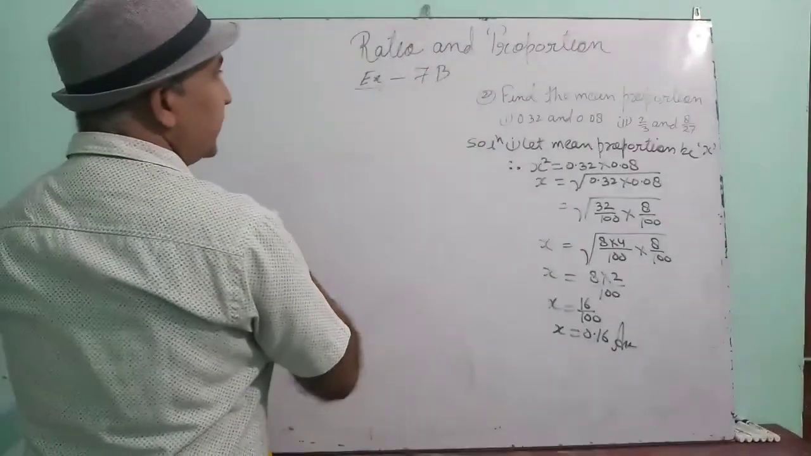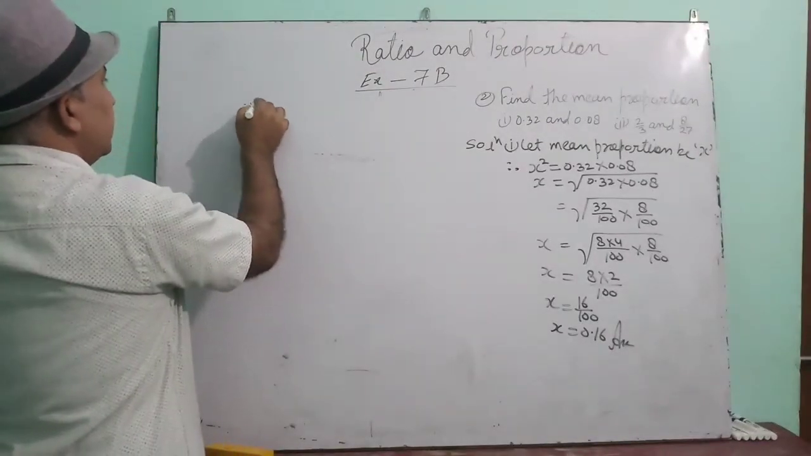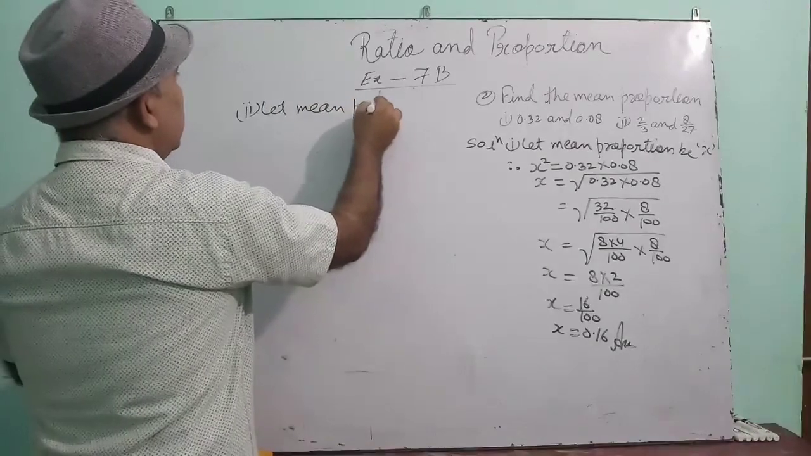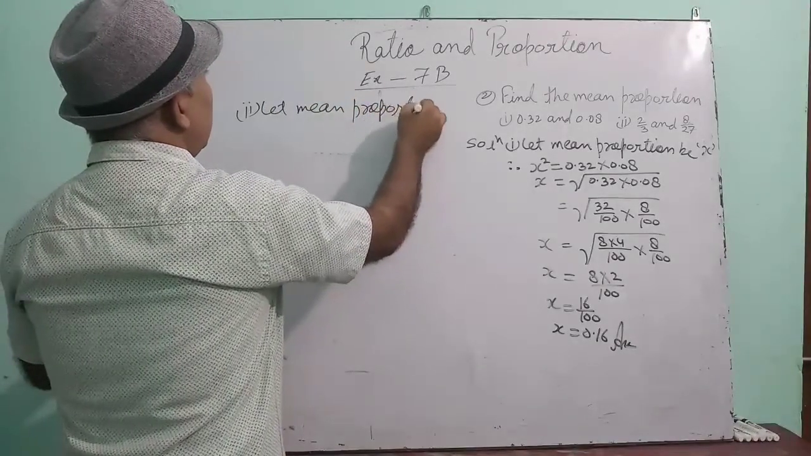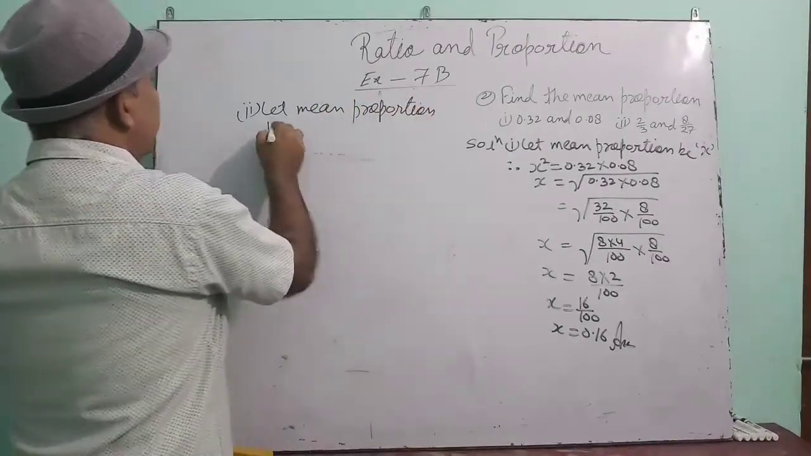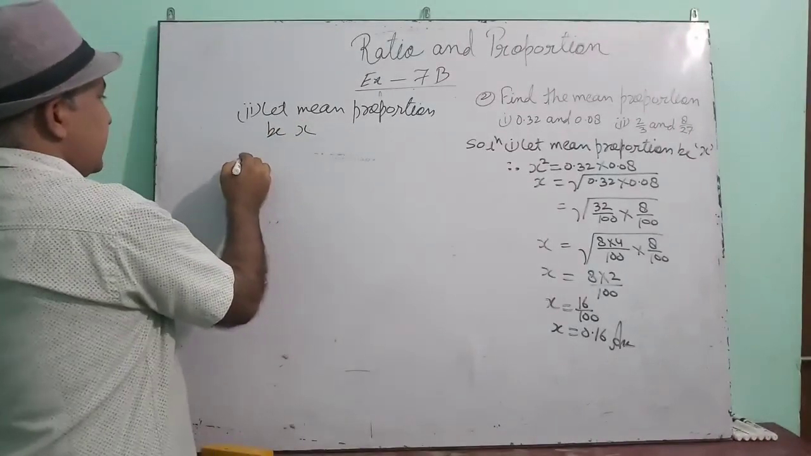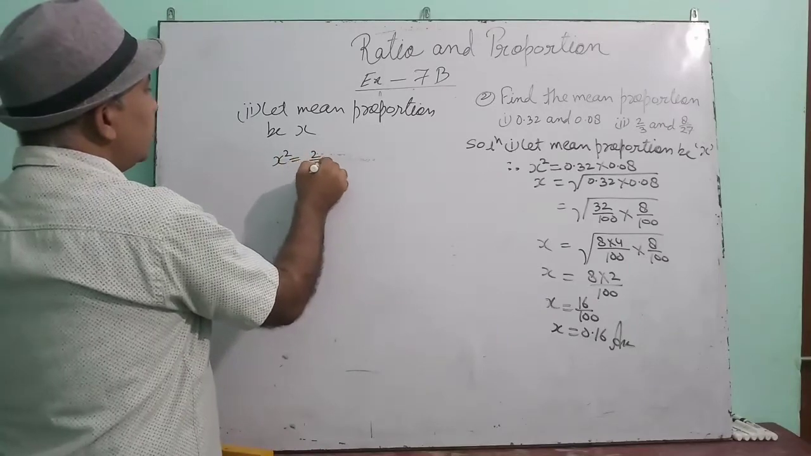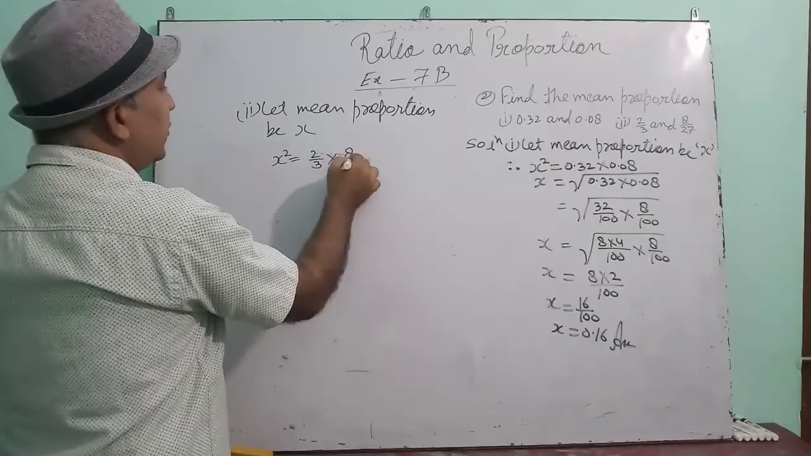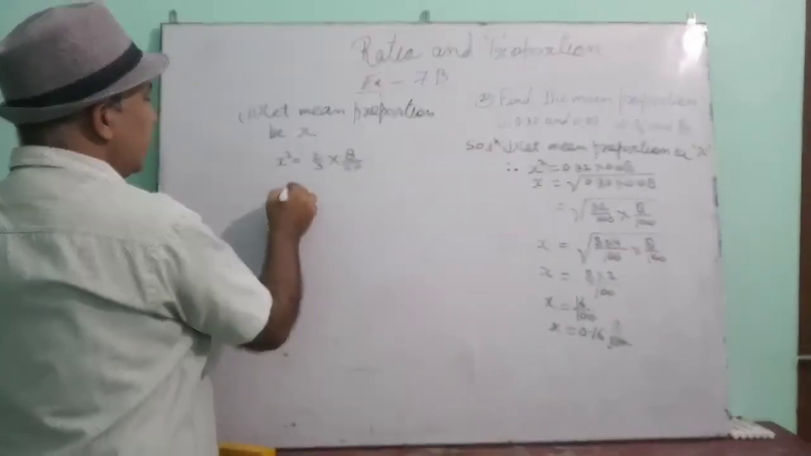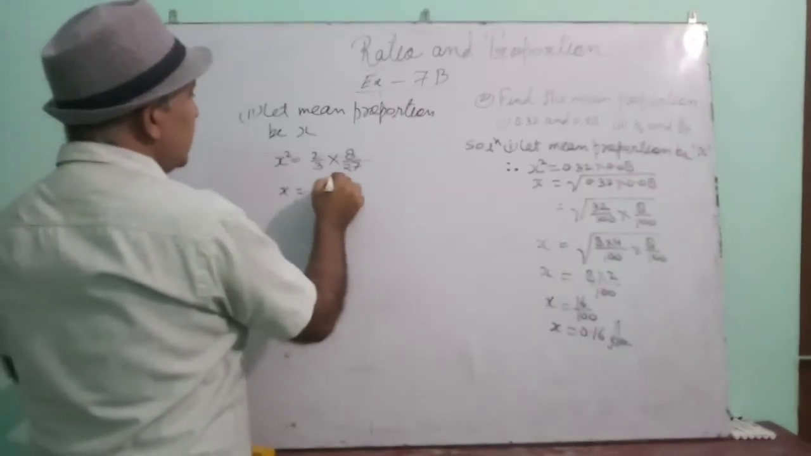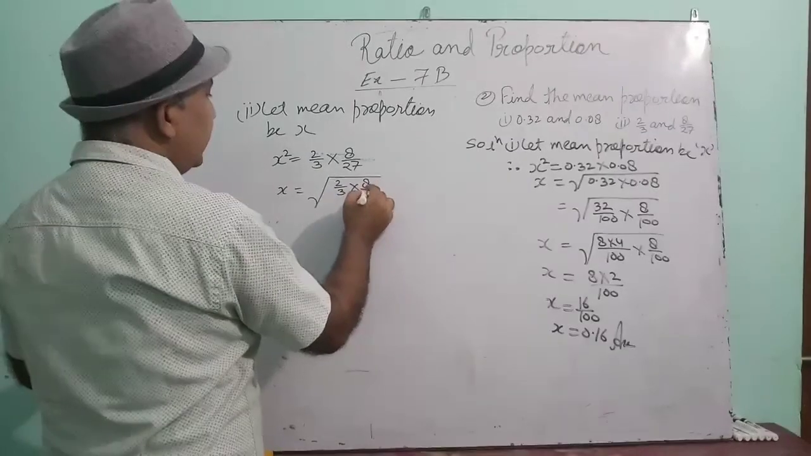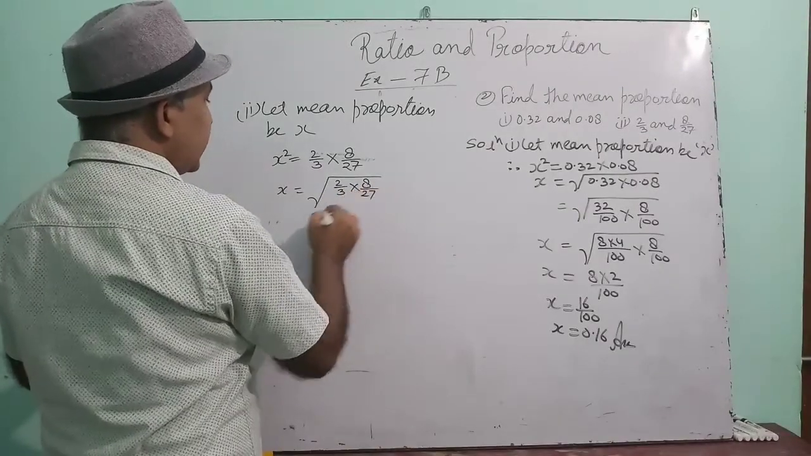See the second part. Again, let the mean proportion be x. Then what will you do? x square is equal to 2 by 3 into 8 by 27. So x is equal to square root of 2 by 3 into 8 upon 27.